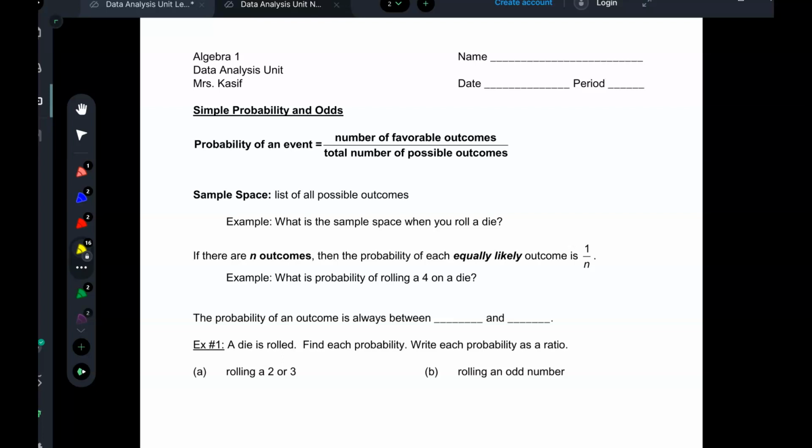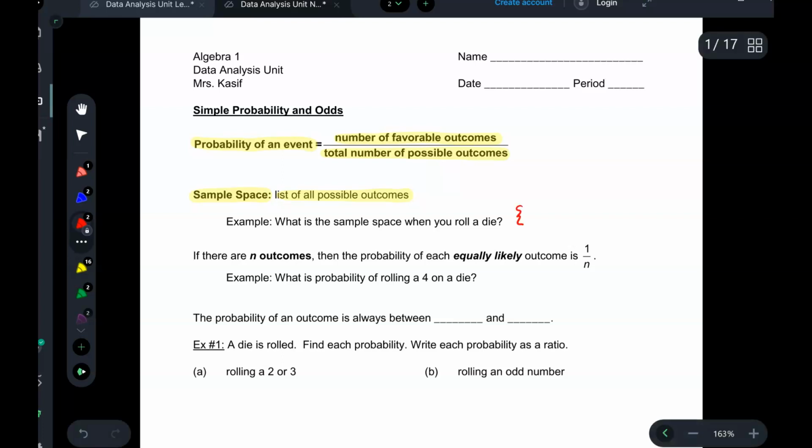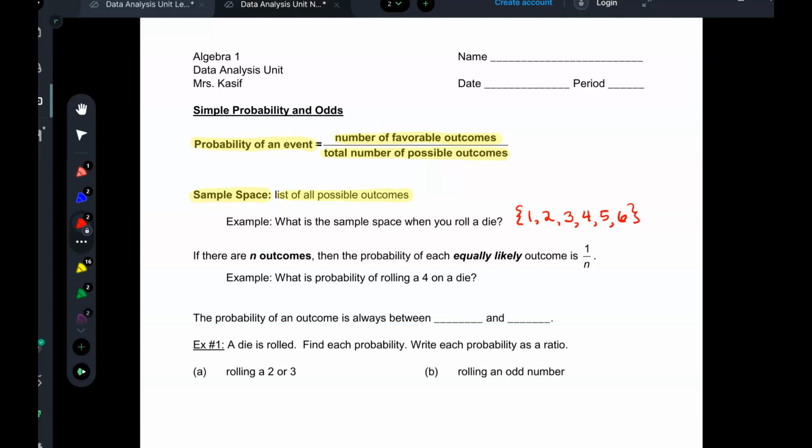Okay, let's talk about probability of an event. The probability of an event is the number of favorable outcomes to the total number of possible outcomes. Sample space. This is the list of all possible outcomes. For example, what is the sample space when you roll a die? Well, think about it, right? How many sides do you have? You have 6 sides. So you can roll a 1, a 2, a 3, a 4, a 5, or a 6. That is your sample space for when you roll a die.